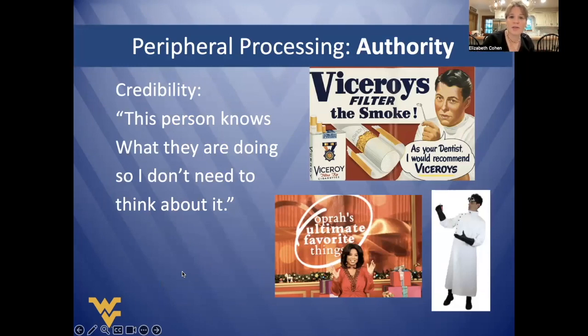Another peripheral processing route is authority. This is like credibility. If somebody's on a commercial wearing a lab coat talking about how 3 out of 4 dentists recommend something, it's like, oh, well, they must know what they're talking about. Maybe they're a dentist themselves. It makes it easy for us. If this expert knows what is up, then I don't have to think about it myself, right? As if your dentist is recommending cigarettes, this is from the 1960s.